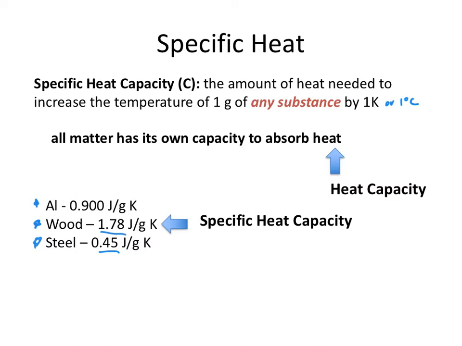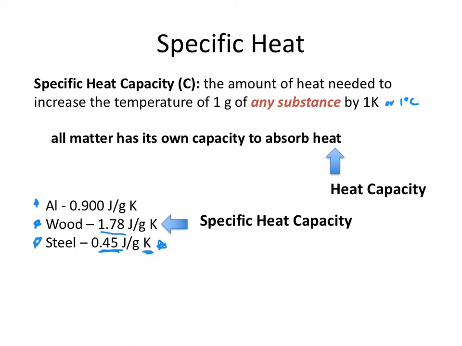Okay, so now if I were to make a bike out of each of these 3 substances, aluminum, wood, and steel, which bike is going to be the hottest after it's been sitting in the sun all day? If you look at this, the steel has the lowest specific heat capacity. So what's going to happen is it takes less energy to increase the temperature. So the steel is going to end up being the bike that's probably hottest to the touch at the end of the day, while wood is going to be the coolest.